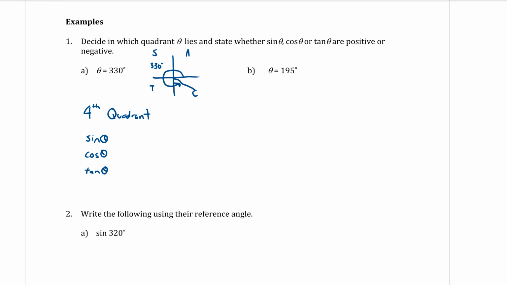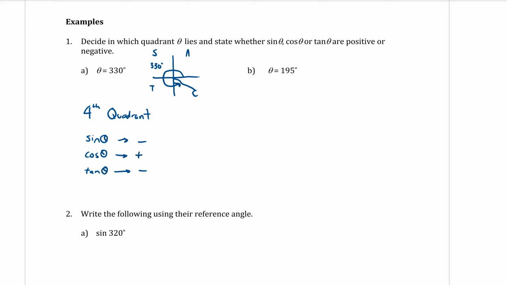Only cos will be positive there. So for the cos, we put a plus. I'm just going to put a plus for positive. And the other ones will be negative. Sine is negative, tan is negative. And that's all we need to do for this. We're just working out what the sign is.